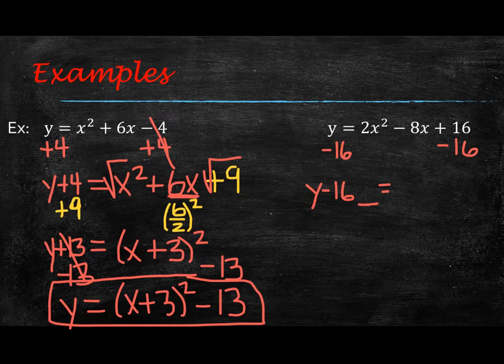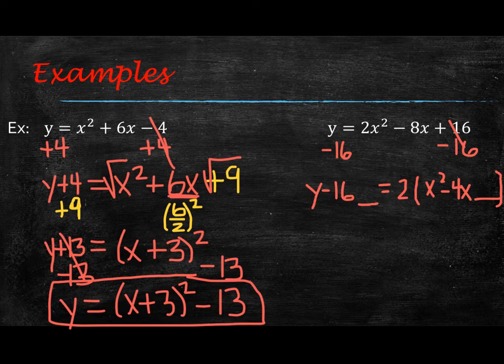equals. At this point, you want to factor out your a. So my a is 2, so I'm going to divide both of them by 2. So I'll have 2 times x squared minus 4x. And then I'm going to leave my space. Okay. Then at this point, you'll continue on with the steps when a is 1.